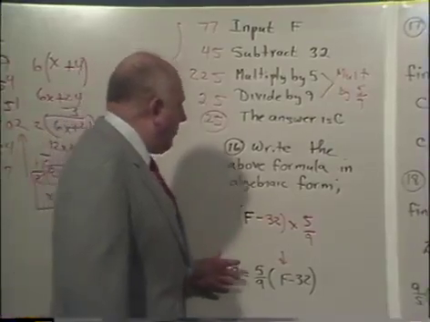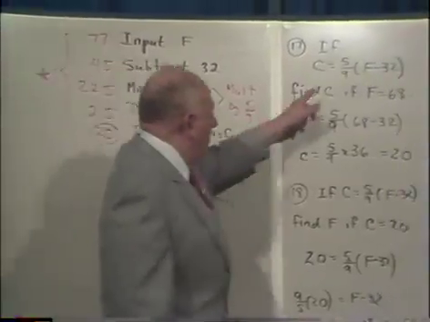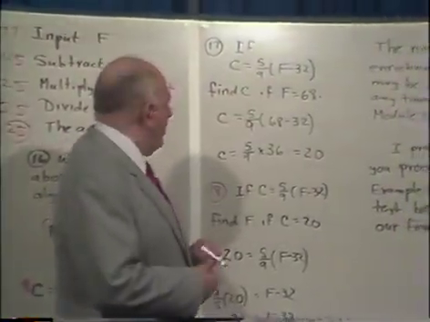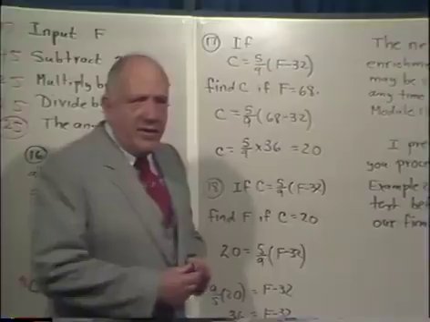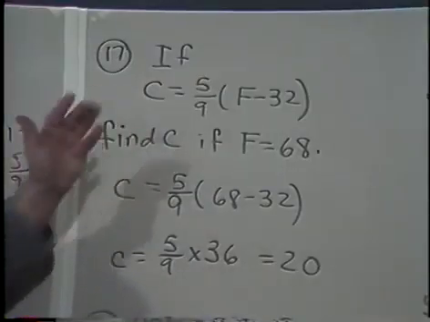Let's go through one more problem together using this form. If C is equal to 5/9 (F minus 32), find C if F is 68. By the way, we sometimes use stupid language in math.